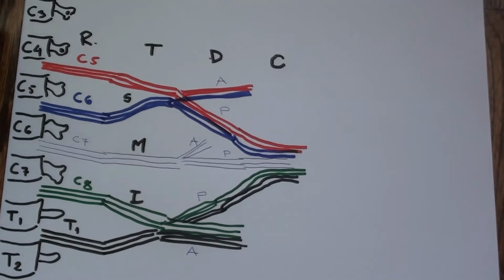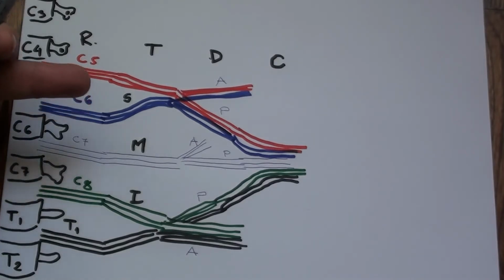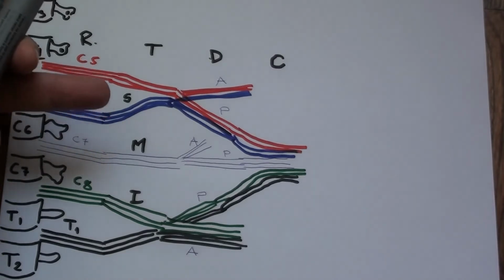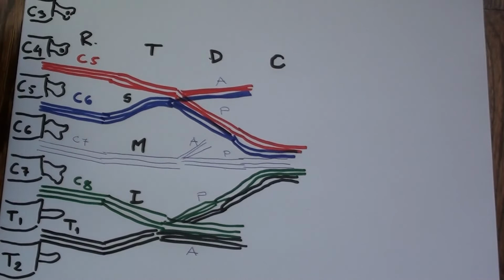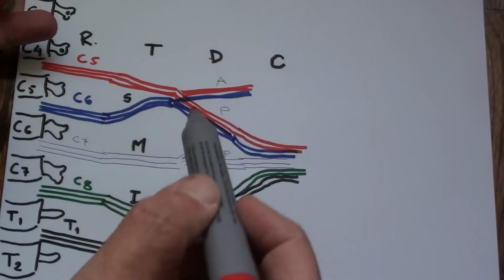So all three posterior divisions have been used, and we generated what is called the posterior cord of the brachial plexus. And on this diagram you can see that we have red and blue and light blue and green and black colored fibers. So the posterior cord of the brachial plexus is really receiving a feed from C5, 6, 7, 8 as well as the T1 nerve.